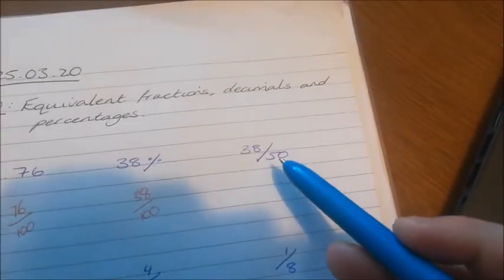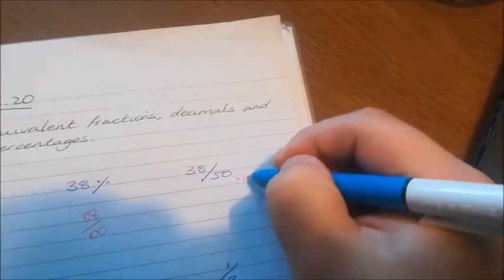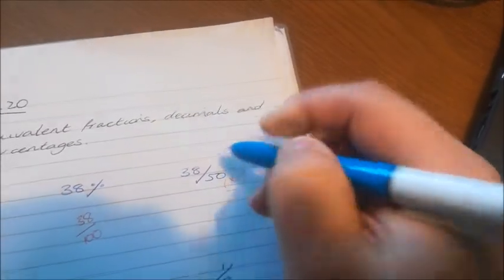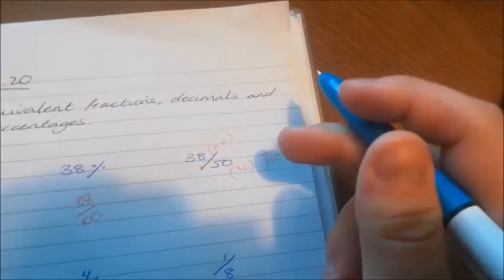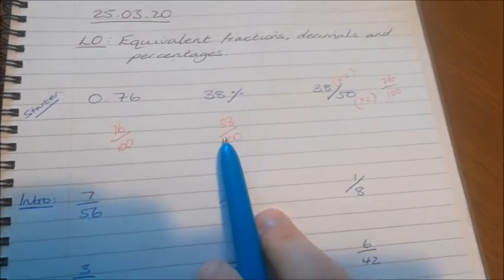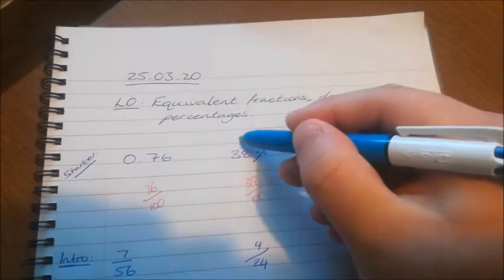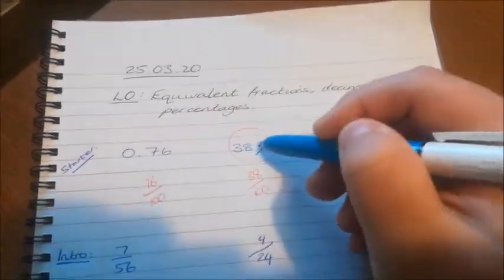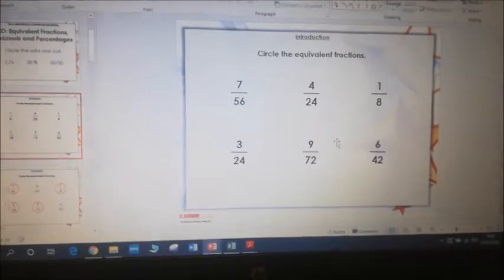We've got 38 out of 50. Now we need to get this denominator to 100. So what we can do is times 50 by 2 to get 100, and times our numerator by 2. 38 times 2, do it in column addition if you don't know off the top of your head, is 76 out of 100. 76 out of 100, 38 out of 100, 76 out of 100. So it says circle the odd one out. Today we're going to circle 38% because that's the odd one out. This is our working. So 38% in this starter. Perfect. Hopefully that won't take you too long.